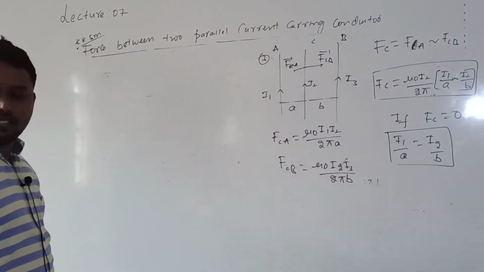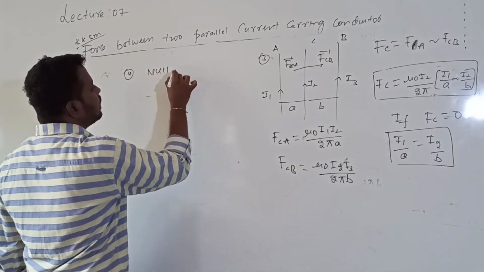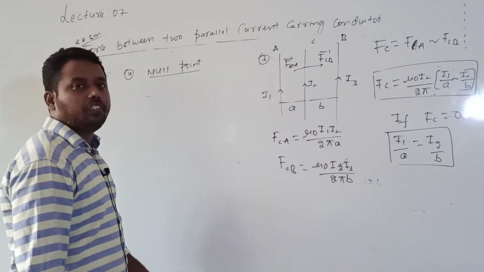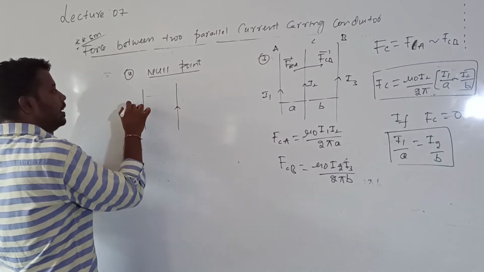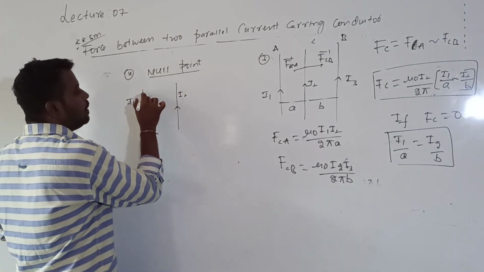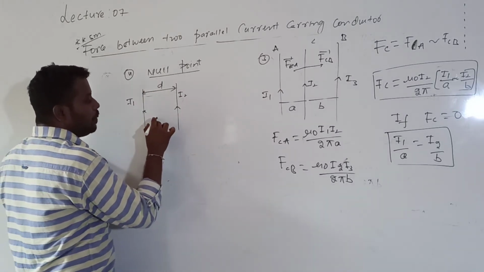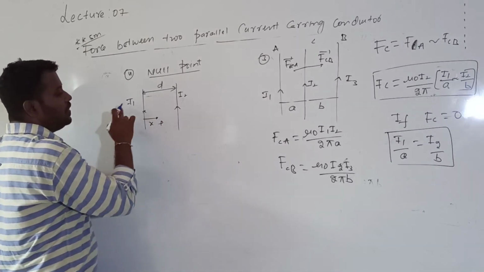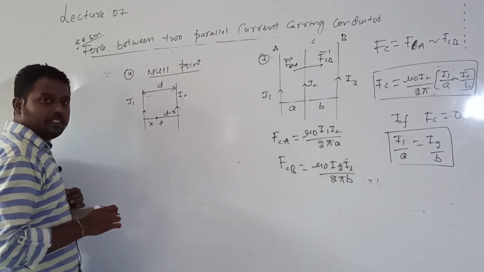After completion of this, one more last pointer here is, how can we locate the null point? What is the meaning of null point? The point at which the resultant magnetic field will be 0. Now let me consider two parallel current carrying conductors carrying currents I1 and I2 in the same direction. For example, the separation between these two is D. Now if I consider a point P, this point P is at distance x from the first current carrying conductor. The distance of the point P from the second will become D minus x.